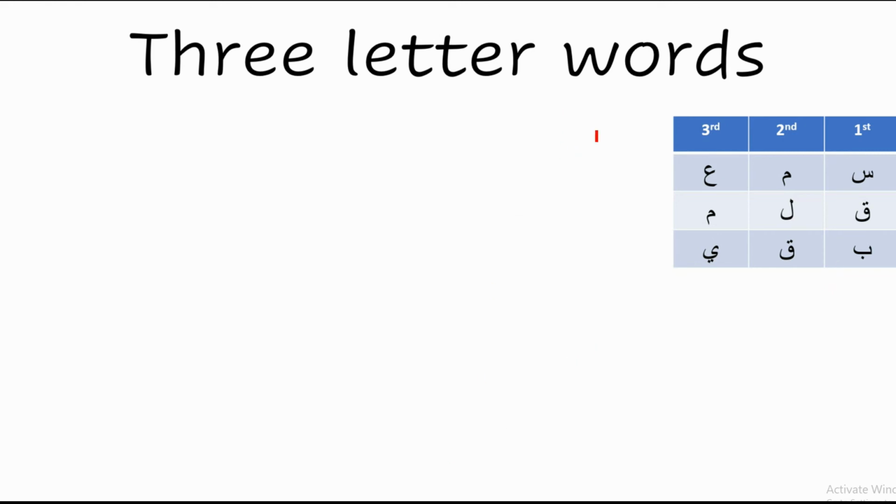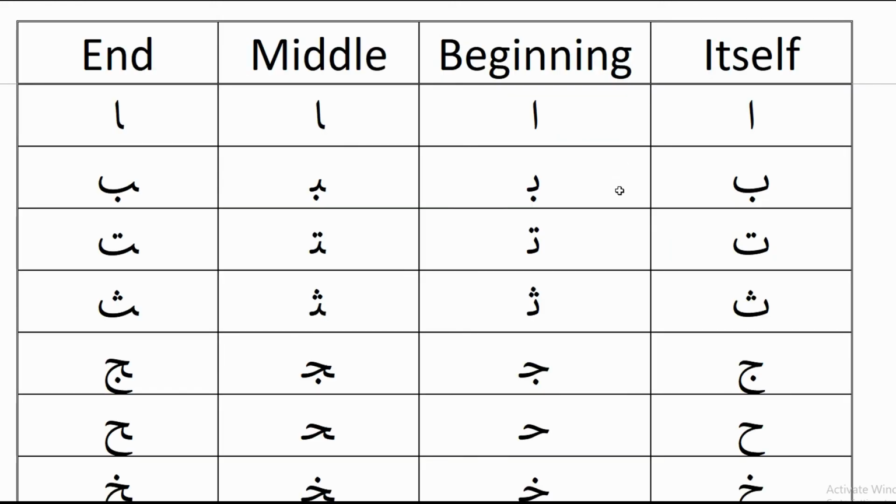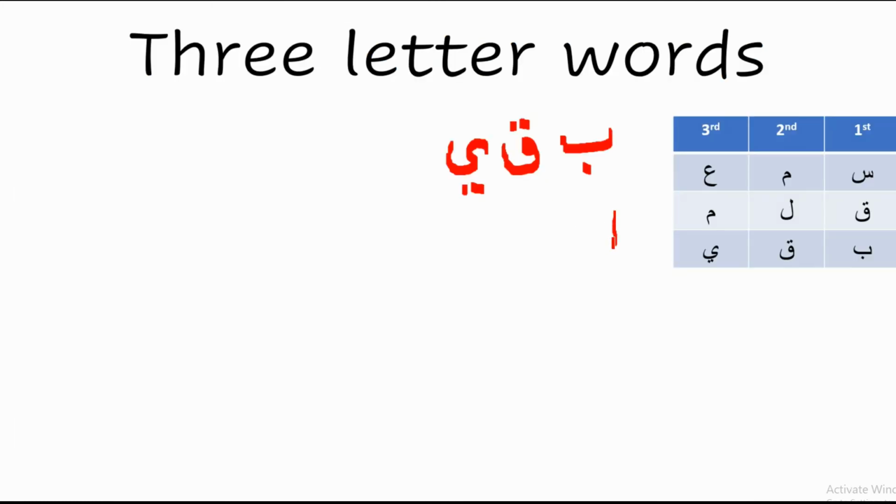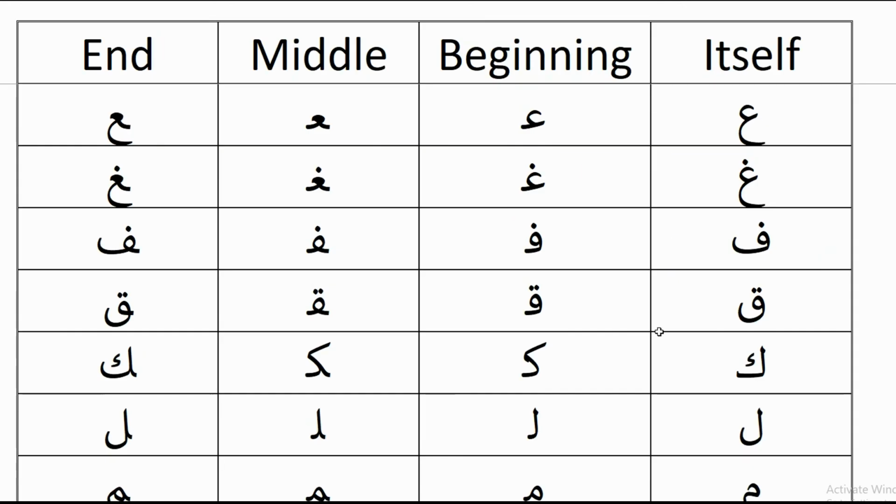Let's go to the last word. Let's copy the letters. This is ba, this is qaf, and this is ya. So let's see how ba looks like in the beginning. This is how ba looks like in the beginning. Let's copy this shape, this and this. Qaf is in the middle of the word. Okay, let's see how qaf looks like in the middle. This is qaf in the middle. Qaf looks like this in the middle.